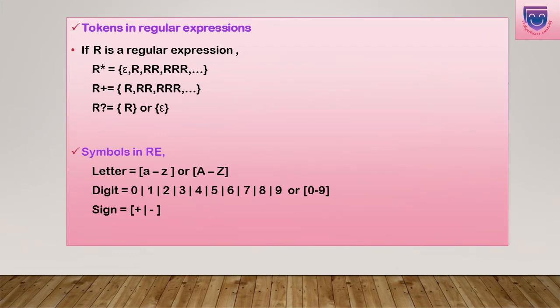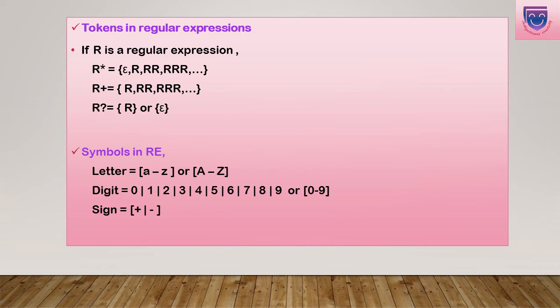Let us see how the tokens are represented in regular expression. If R is a regular expression, the regular expression for R star is equal to, within the curly braces, epsilon, R, RR, RRR, etc. That is 0 or more occurrences of R. R plus means R, 1 or more occurrences of R.